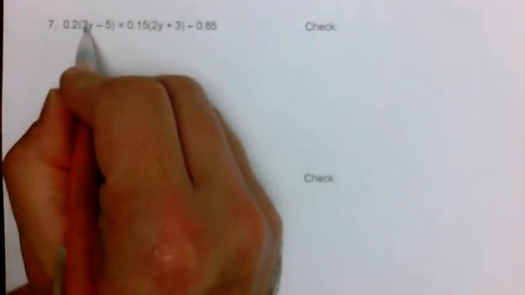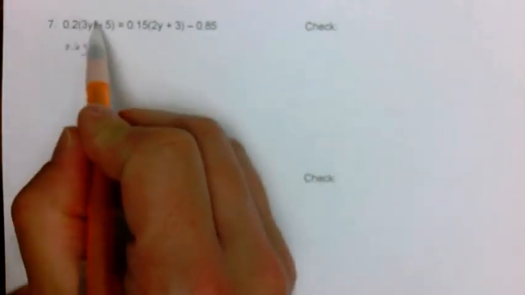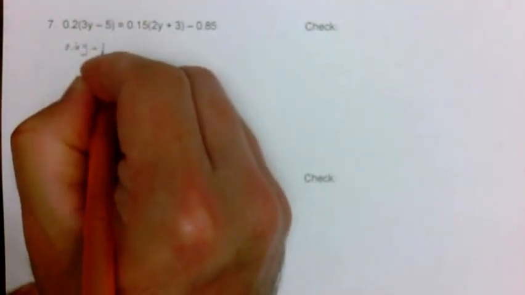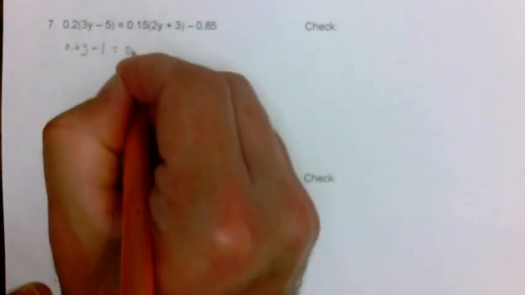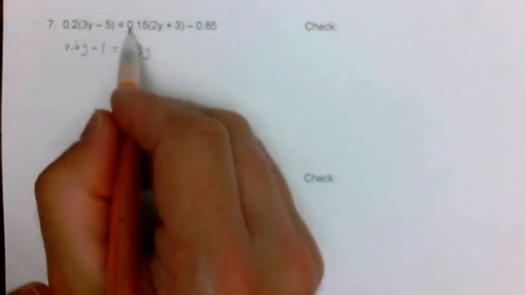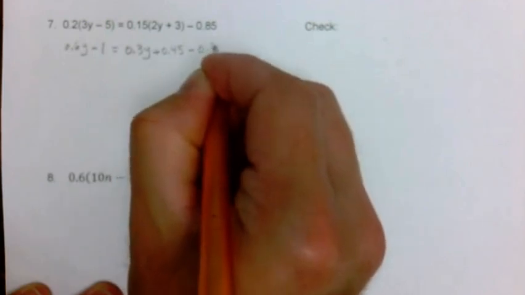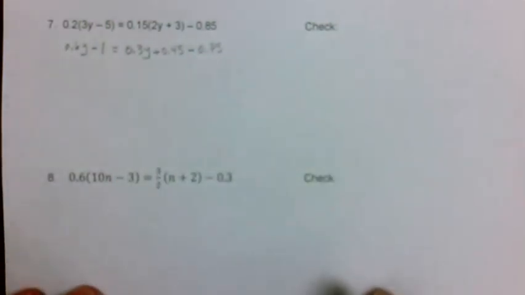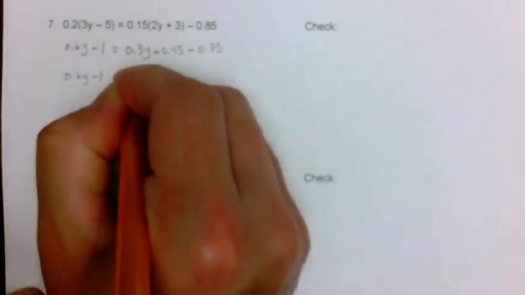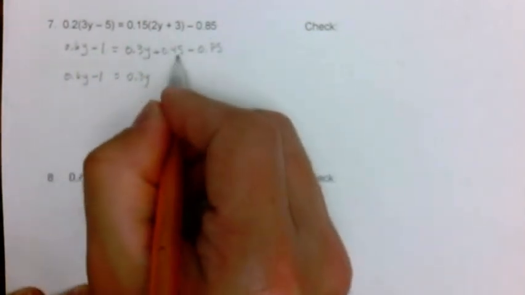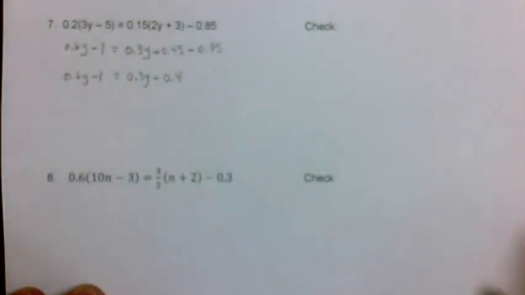On the left, 2/10 times 3y is 6/10 y, and 2/10 times -5 is -1, so -1, equals, on the right, 15/100 times 2y is 3/10 y, and 15/100 times 3 is 45/100, and then minus 85/100. Still can simplify over here on the right-hand side. So I have 6/10 y minus 1 equals 3/10 y. And then 45/100 minus 85/100 is negative, so minus 4/10.